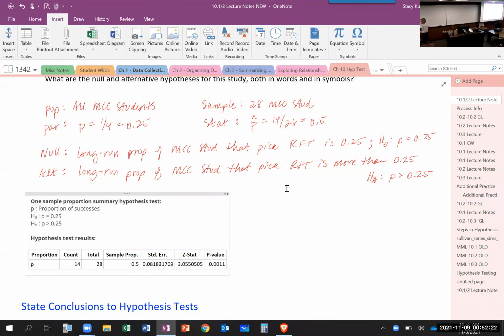P. Your count is 14, you have a total of 28, your sample proportion is 0.5, we knew that already. The standard error should be 0.082. Your z-stat is 3.05, and the p-value is 0.0011. Does everybody have that written down?